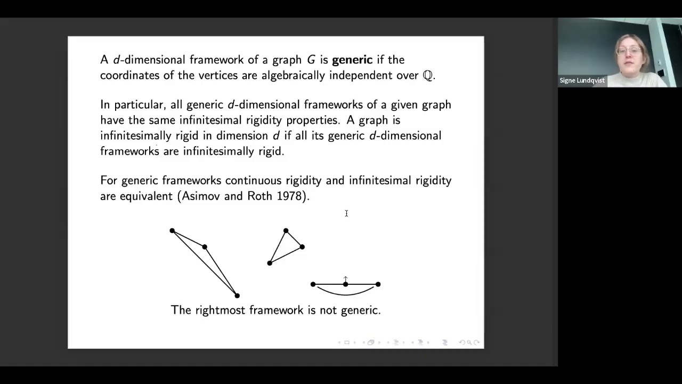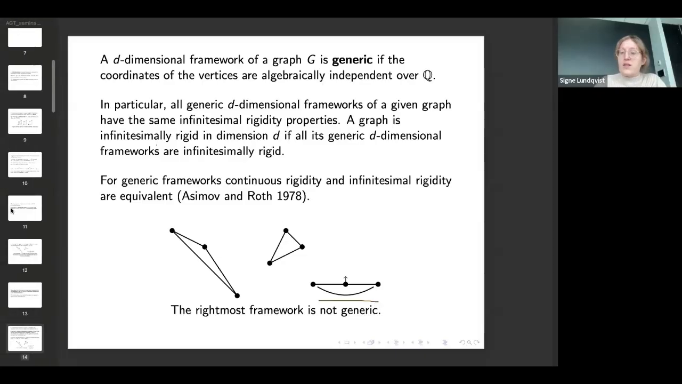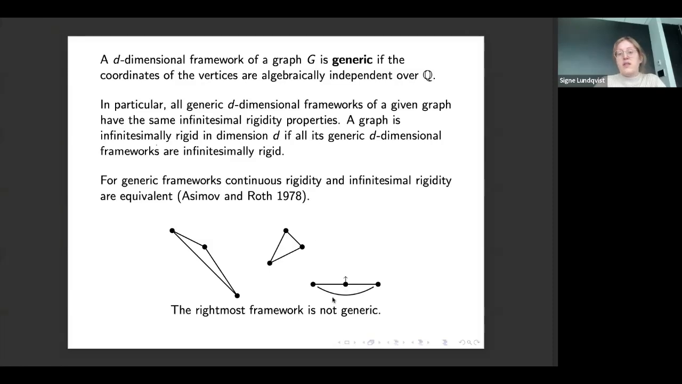And we can say that our graph is infinitesimally rigid in dimension d if all of its generic d-dimensional frameworks are infinitesimally rigid. And for generic frameworks, continuous rigidity and infinitesimal rigidity are equivalent. So what you can say here is that this rightmost framework, the one with all the vertices collinear, is not generic, since you have the three vertices lying on a line.